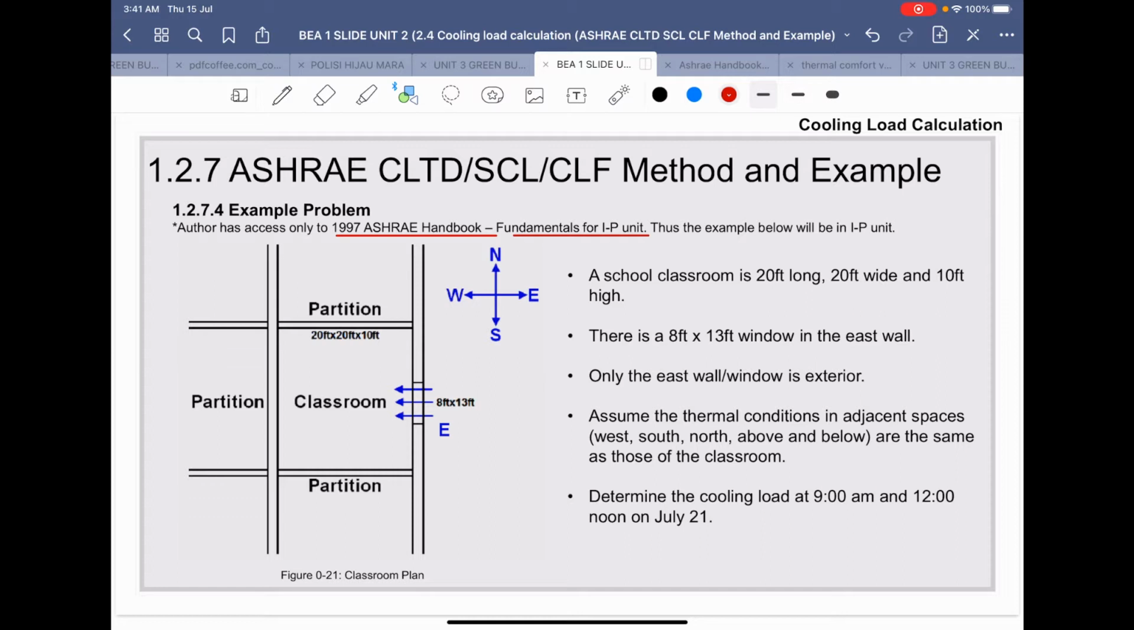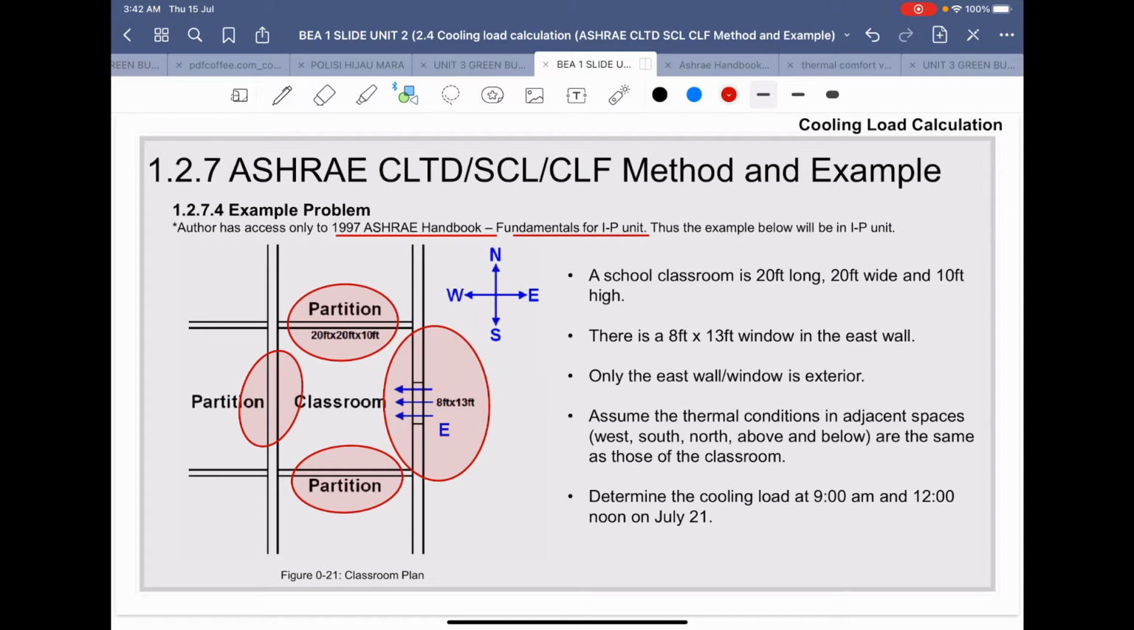As you can see, this is a layout of the classroom. This classroom consists of other room partitions. Only the east side wall of the classroom is exposed to the outdoor environment. The other west, north and south sides are enclosed spaces, in which this partition is not exposed to the outdoor air.